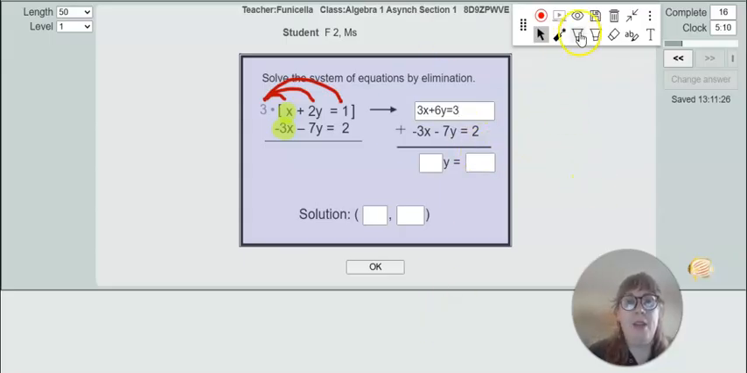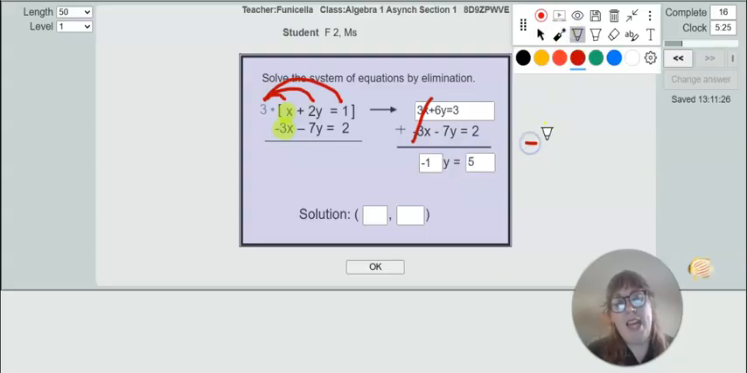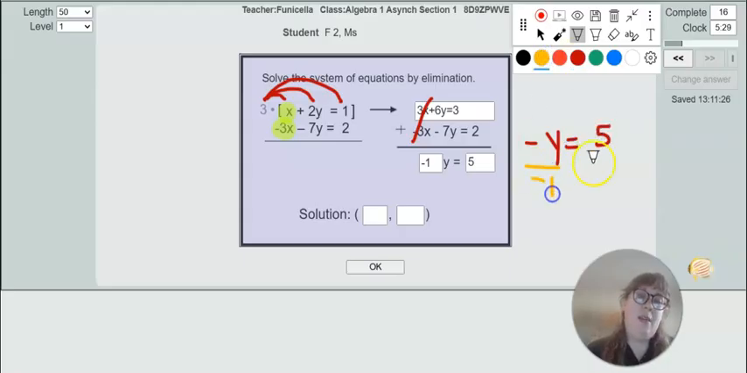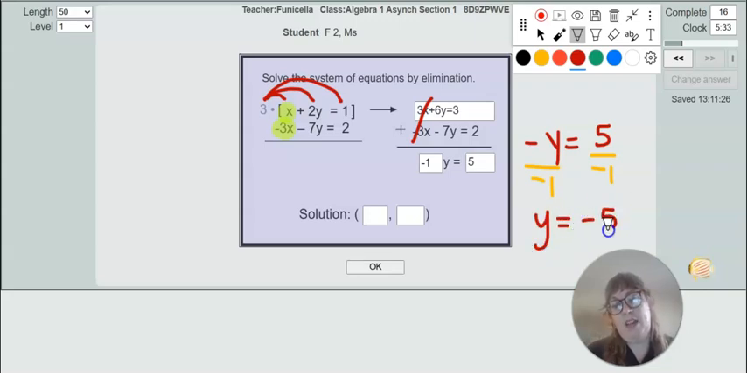Now we can add them. 3x plus negative 3x cancels out. 6y plus a negative 7y is going to be a negative 1y. And 3 plus 2 is 5. So if negative y equals 5, we can just divide by negative 1. So we have y equals a negative 5.